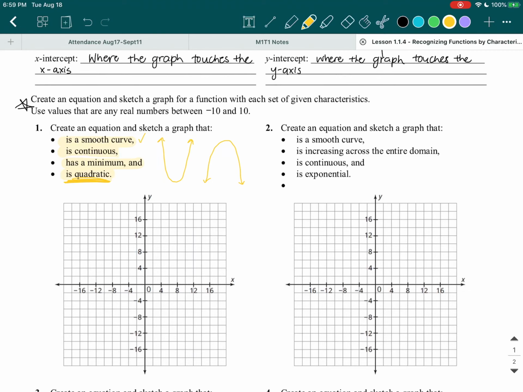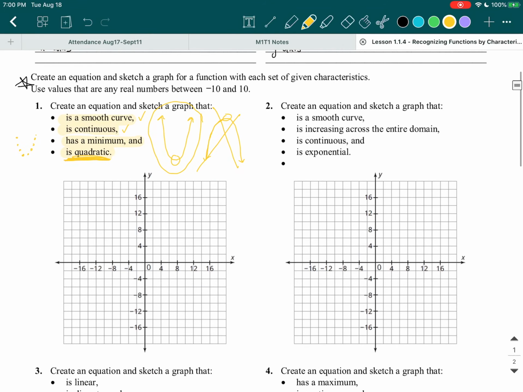Okay? So let's take a look. It's a smooth curve, okay? I mean, they are naturally smooth curves. It's continuous, great. So we're not going to draw our U made of dots because this would be discrete. Versus continuous is just the solid line. Has a minimum. Okay, which one of these has a minimum? Minimum's on the very bottom, okay? It's a low point. So that means we want to draw this type of graph.